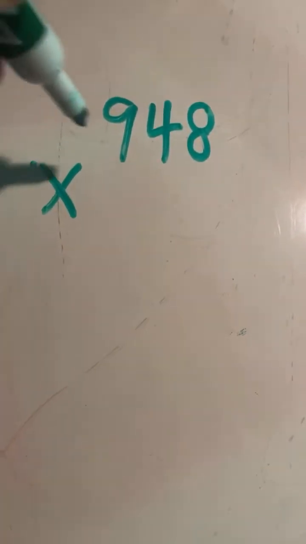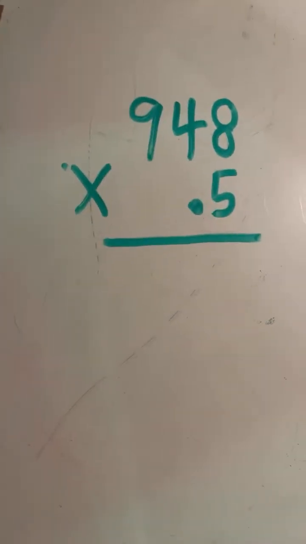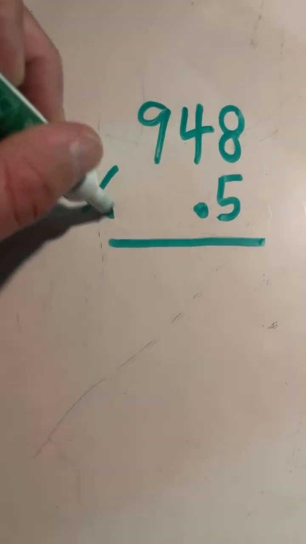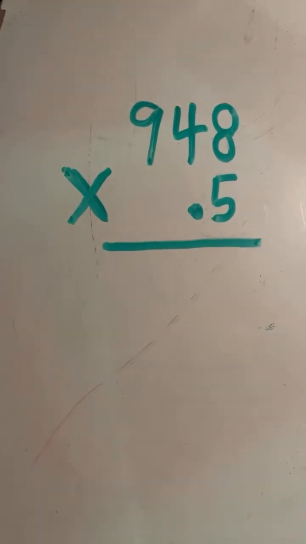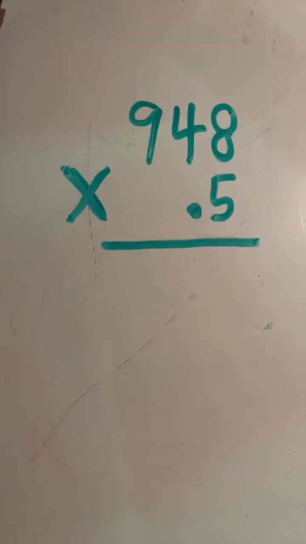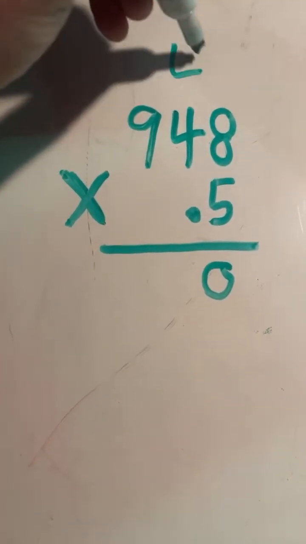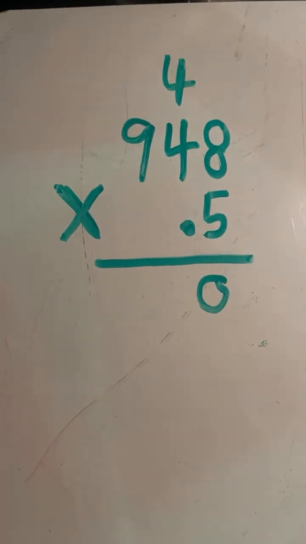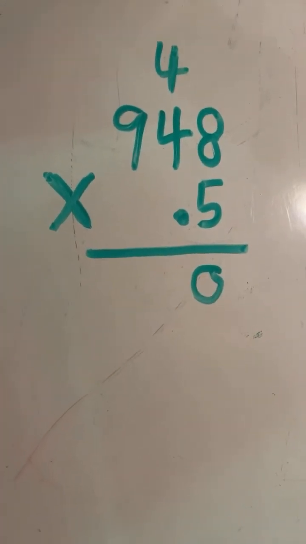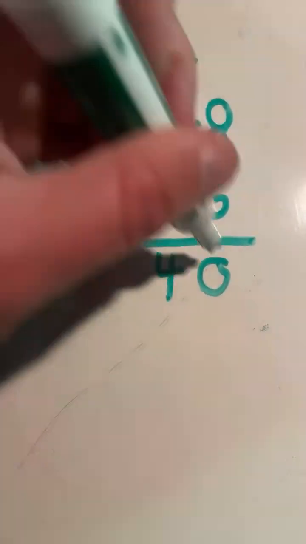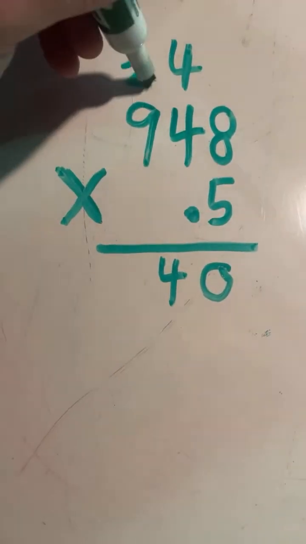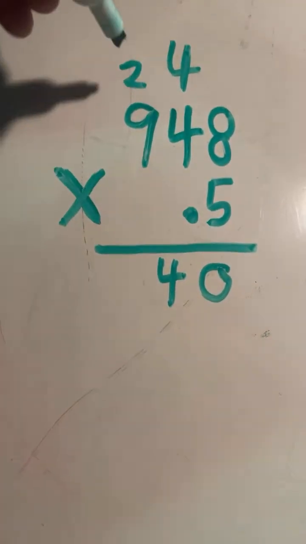All right, 948 times 0.5. So step 1, I'm just going to multiply this as if it were a whole number. Then at the very end, we'll move the decimal over. So 8 times 5 equals 40. 0. Carry the 4. 4 times 5 equals 20. Plus 4 equals 24. 4. Carry the 2. 9 times 5 equals 45. Plus 2 equals 47.